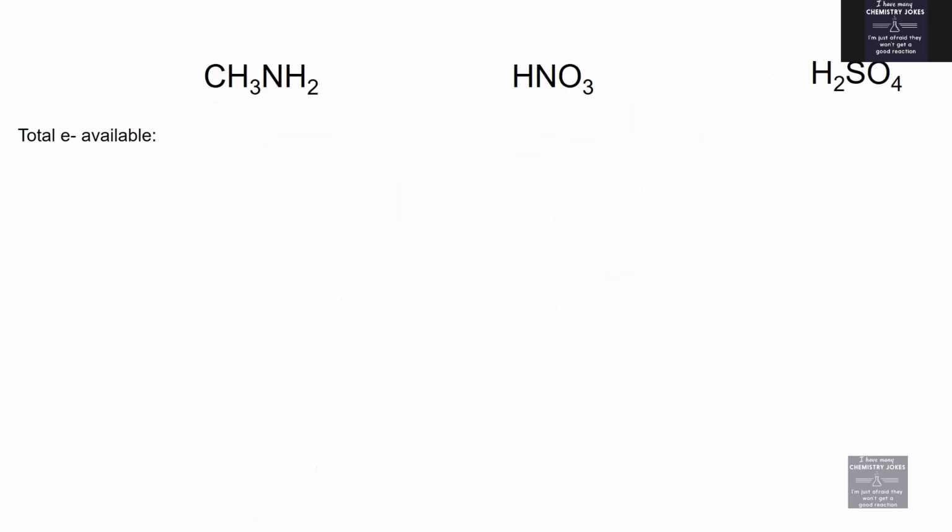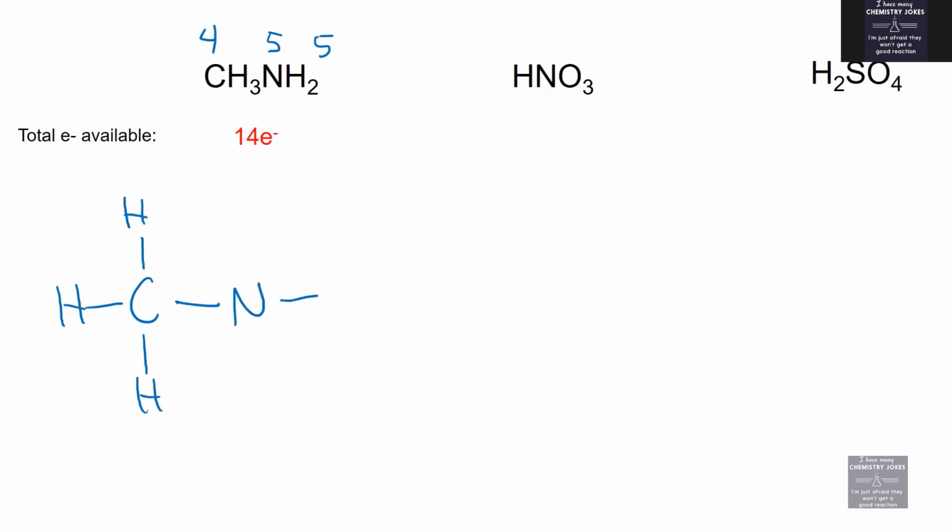Let's do more. All right, hopefully you've gotten good at totaling up electrons. 4 plus 5 plus 5 more from hydrogens. This one has 14. CH3 is how I start. It's how so many organic molecules start. Connected to a nitrogen. Nitrogen has 2 hydrogens. And nitrogen with 3 bonds has 1 lone pair. Done.